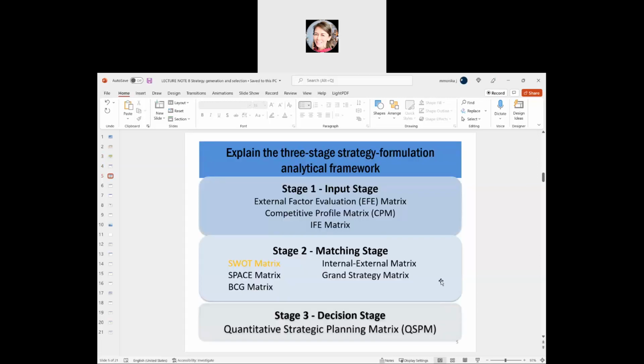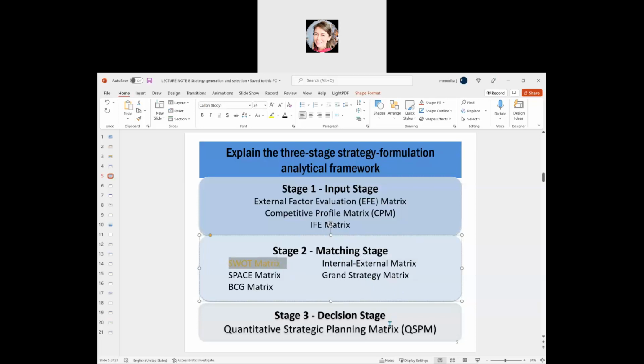So again, this is what's happening in the stage two matching stage. We are choosing the SWOT matrix only and not the rest because it's going to be very taxing and you will not have enough time to complete all those. It's a very lengthy procedure.